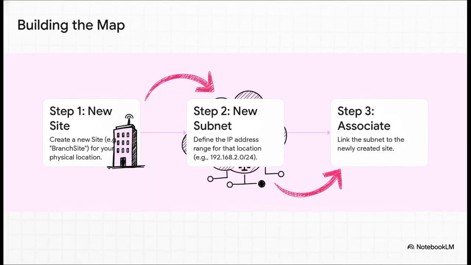And building this map? It's surprisingly easy. You just create a new site object, let's say for your branch office. Then you create a new subnet object with the IP range for that office. And the last step? You just link them together. That's it. You've literally just put your branch office on the Active Directory map.